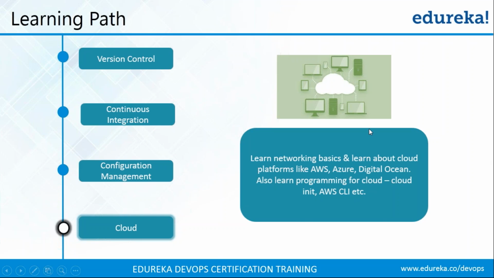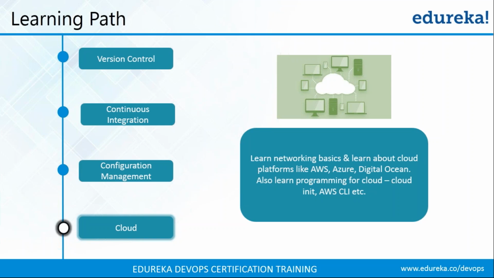Okay, now coming to cloud, the first thing you need to do is learn all the networking basics and learn about the different cloud platforms, because at some point your company will be using a cloud platform in order to maintain their servers or instances. Like I told you, everyone wants an elastic infrastructure, and with a cloud infrastructure you can get that. So learn how a cloud infrastructure is laid out, and learn how to use platforms like AWS, Microsoft Azure, DigitalOcean.